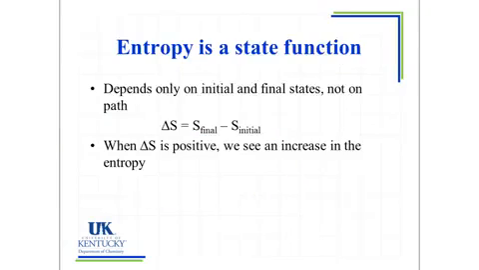As we talked about for enthalpy or volume or temperature, entropy is also a state function. It depends only on the initial and final states and does not matter how we get from initial to final. Therefore, delta S equals entropy final minus entropy initial. When delta S is positive, we see an increase in the entropy of the system. When delta S is negative, we see a decrease in the entropy or a decrease in the disorder or a decrease in the dispersal of energy.